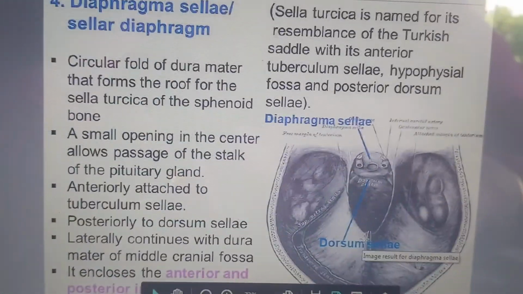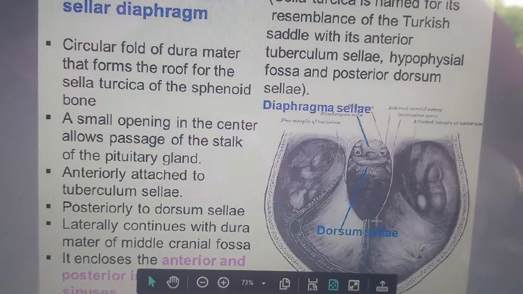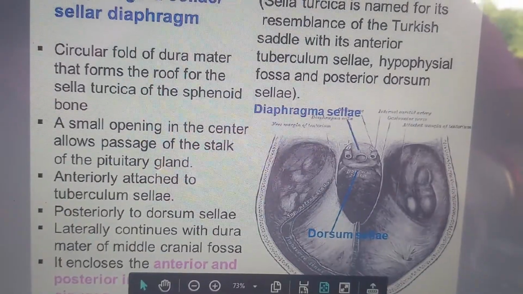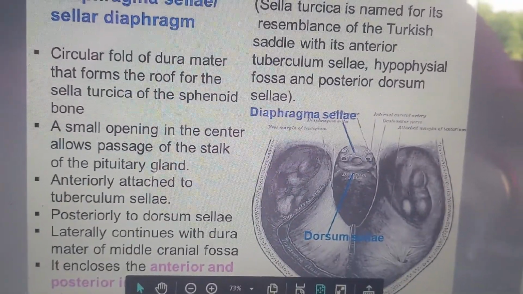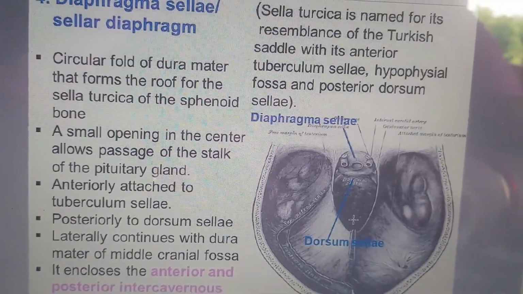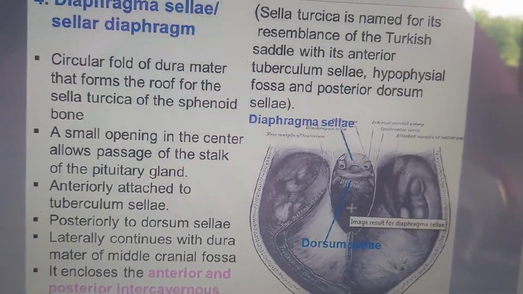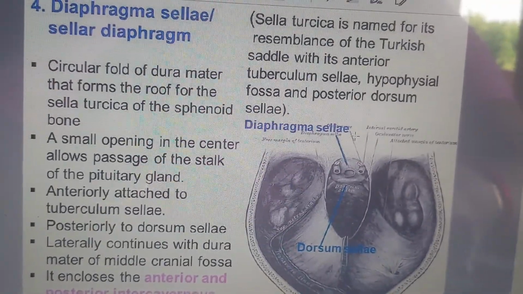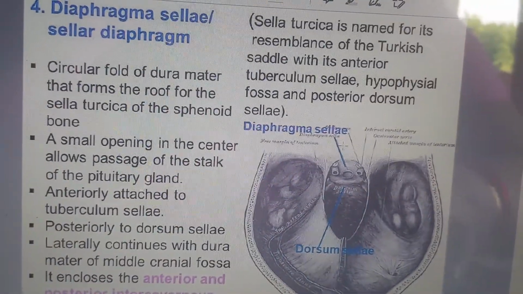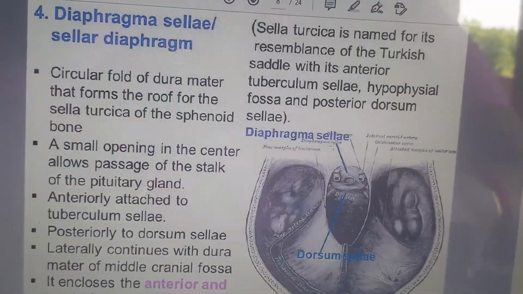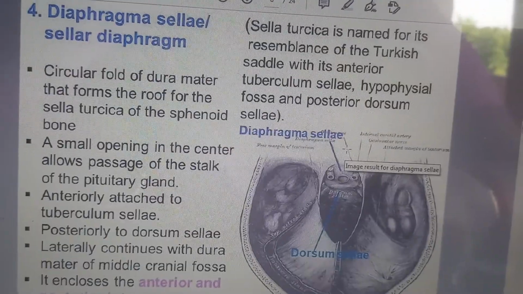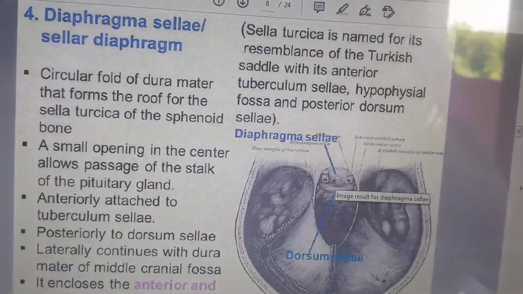It also encloses the anterior and the posterior intercavernous sinus. So this entire area is the region covered by the diaphragma sellae, and here lies the dorsum sellae. The dorsum sellae later goes on to be continuous with the clivus, and the sella turcica is situated just in front of the diaphragma sellae because it is a saddle-like structure in which there is anteriorly the tuberculum sellae, then the hypophyseal fossa lodging the pituitary gland, and posteriorly the dorsum sellae.